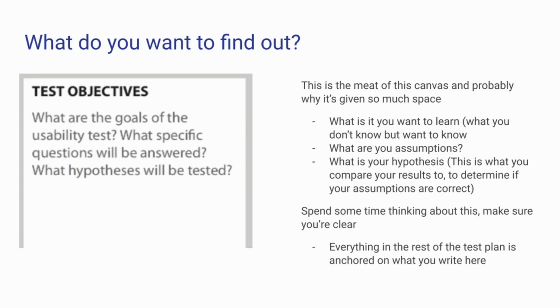Next one is test objectives. Basically, this is all the things you want to learn. Write them out, and order them by importance, so if you run out of time, you know what to skip. Everything else here on this canvas is anchored on what you write here.